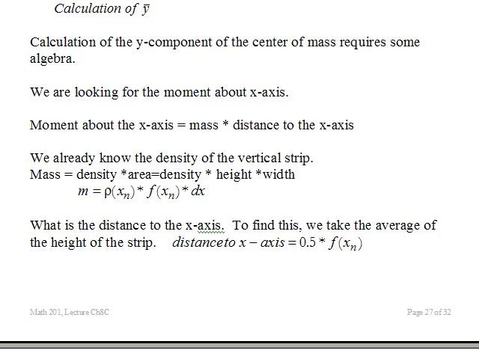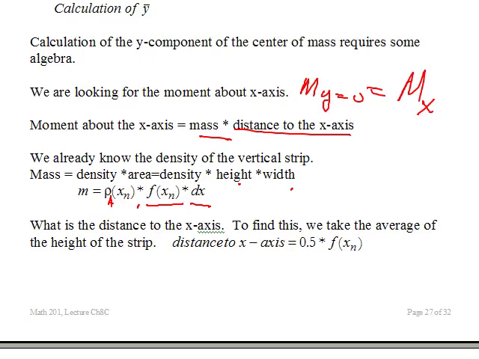Now, to calculate the y component of the center of mass, we use a little bit of algebra. What we're looking for here is the moment about the x-axis, which is the moment about y equals 0, which we write as the moment about the x-axis. So we need the mass times the distance to the x-axis. We're going to use vertical strips, and we'll continue to use them because of the geometry of our problem. So we know that the mass is density times area, which is density times height times width. So it's rho a, that's mass in kilograms per square meter, times the function that defines the upper boundary of the flat plate, times dx, or delta x.